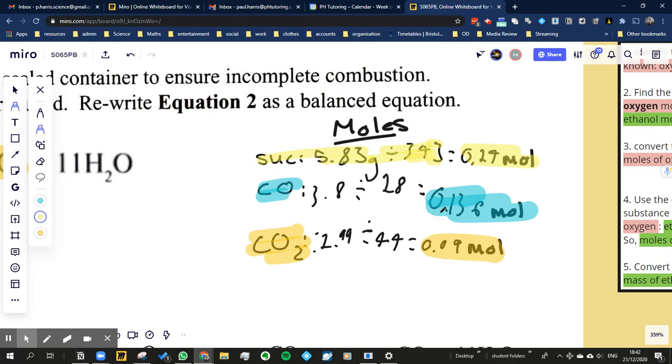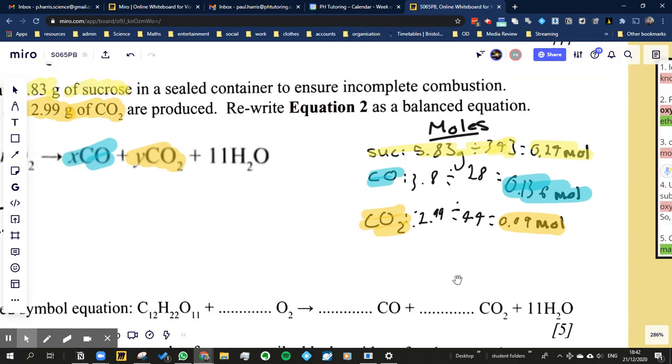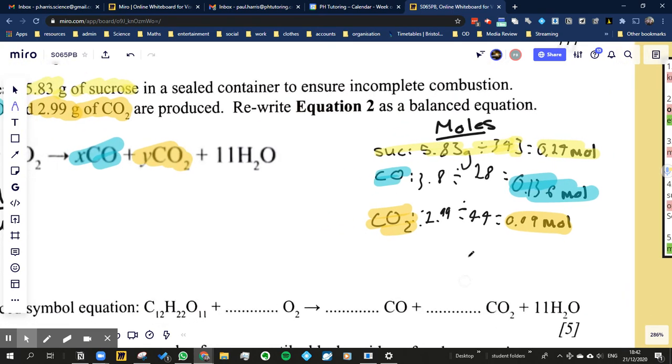So we've got all the different amounts of moles now, and we're going to use that to work out the ratio of one to the other. In other words, can we work out, and there will probably be some rounding, what ratios the sucrose to the carbon monoxide to the carbon dioxide would form? That's what we need to do now. So we're not using the ratio from the balanced equation. We're working out the ratio.